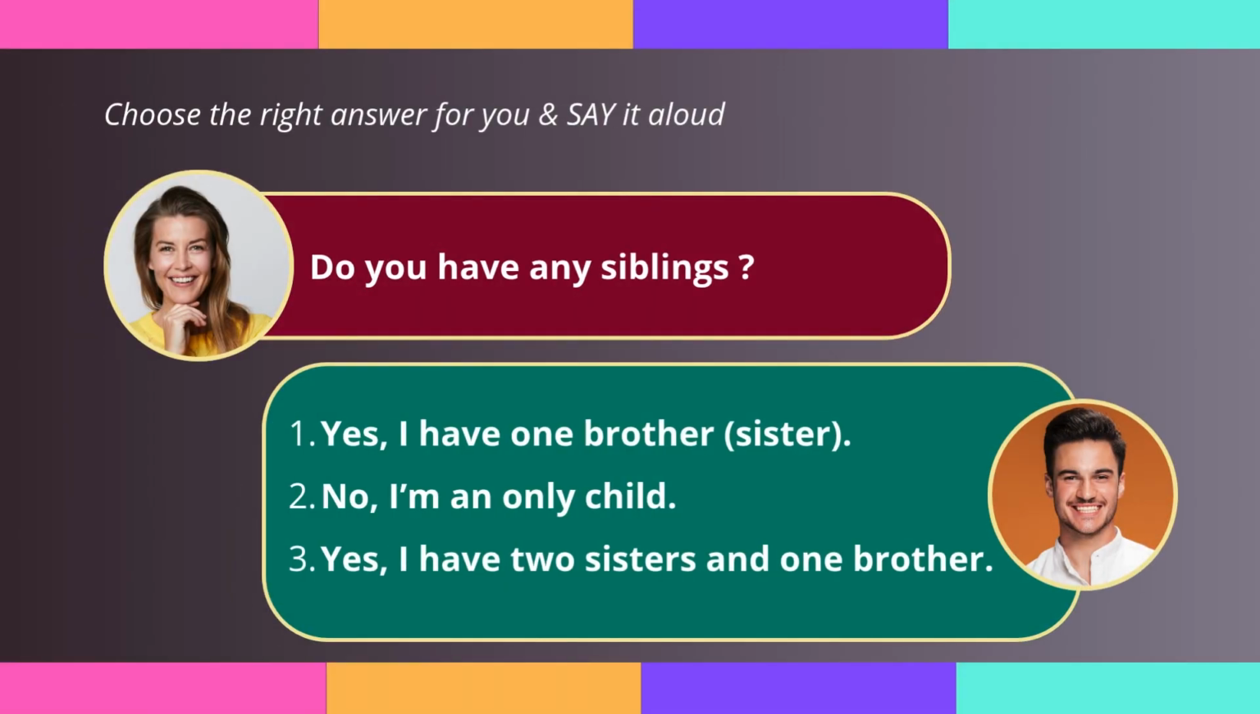Choose the right answer for you and say it aloud. Do you have any siblings? Number 1. Yes, I have 1 brother or sister. 2. No, I'm the only child. 3. I have 2 sisters and 1 brother.